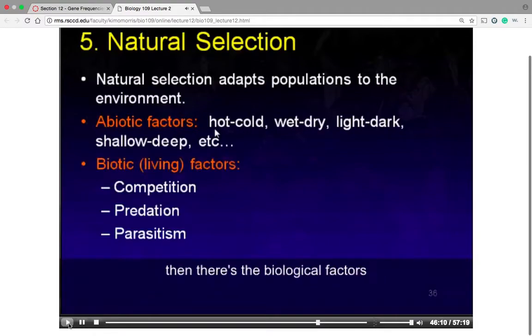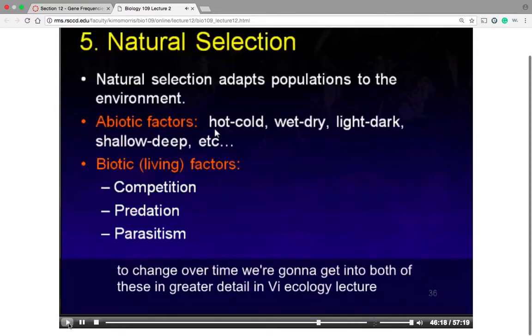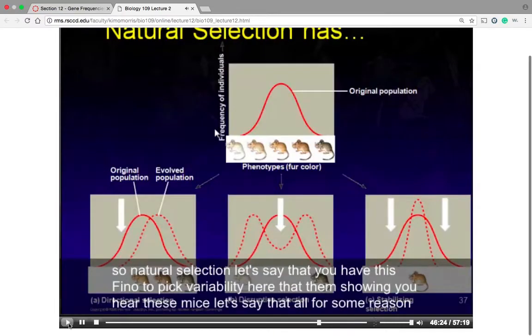Then there are the biological factors: competition, predation, parasitism. These are things that are facing populations too and cause them to change over time. We're going to get into both of these in greater detail in the ecology lecture. So for natural selection, let's say that you have this phenotypic variability that I'm showing you here in these mice.